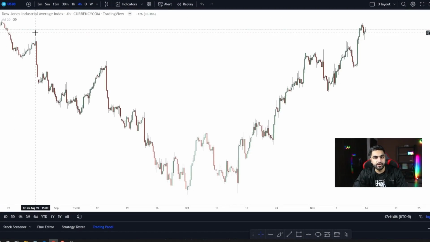Here is the US30 chart on 4-hour time frame. I took a buy position right from here and ended up closing my trade right here, which made me over $4,000 in just a few hours.